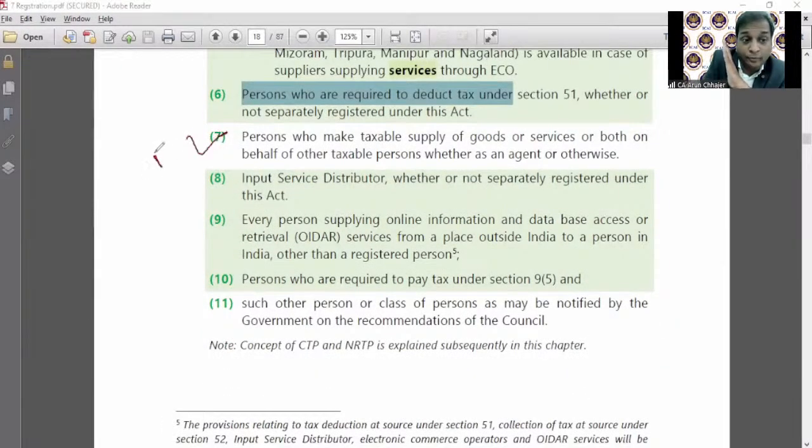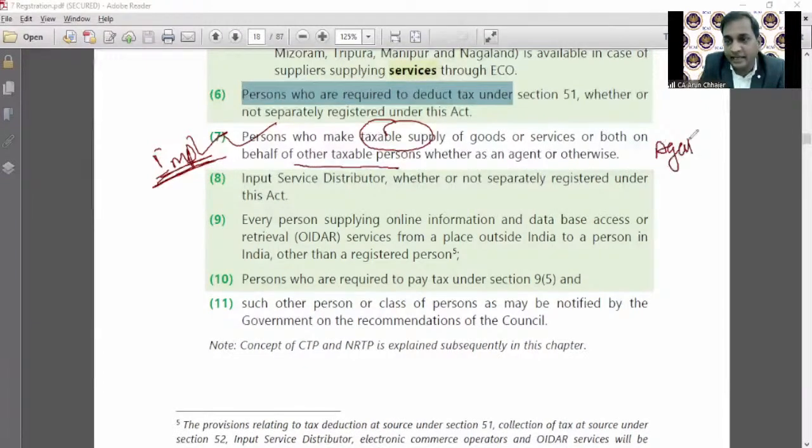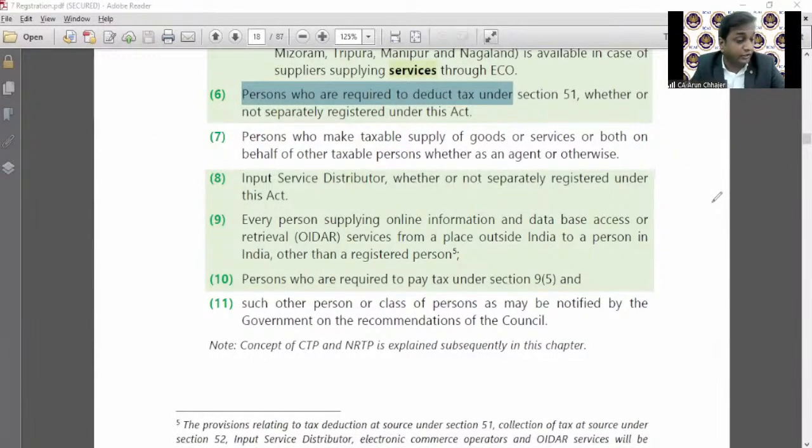Now, this is important because I have seen practical case studies in the exams. If you are making taxable supplies on behalf of another taxable person, for example, I am an agent working on behalf of the principal, I need to take compulsory registration, even though my turnover does not exceed the threshold limit.